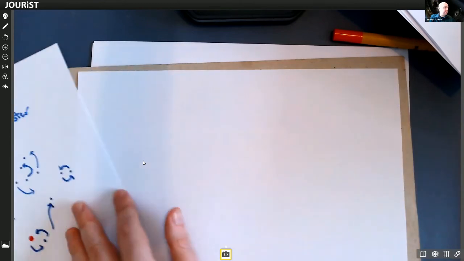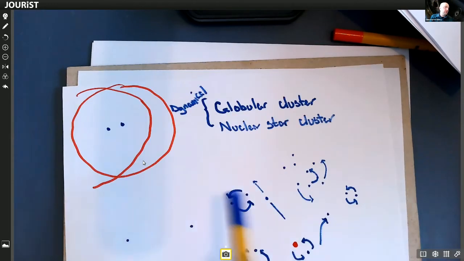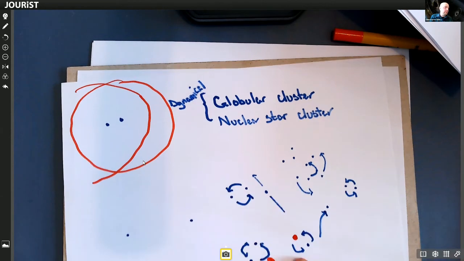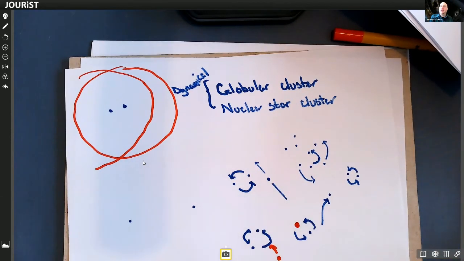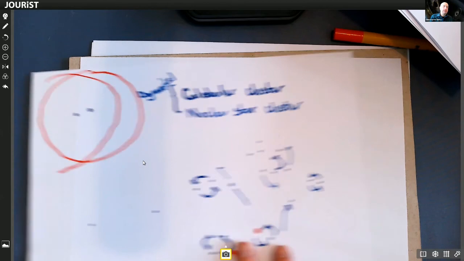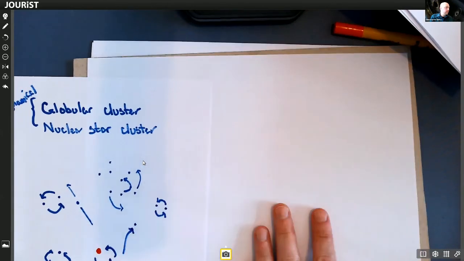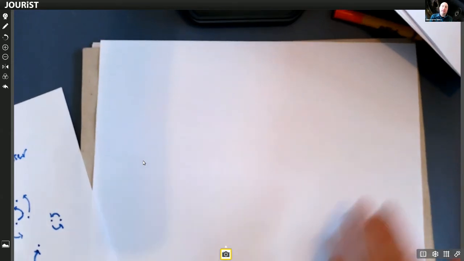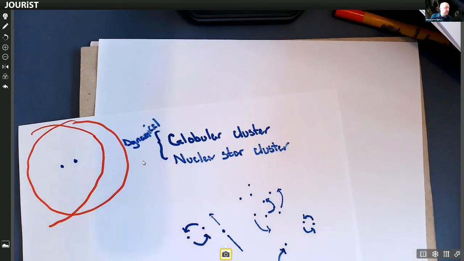Hardening of a binary, that means getting tighter. So your orbit shrinking, extracting energy from an orbit. So the objects get close together. That's the term you'll see in the literature is hardening. From our gravitational wave point of view, hardening is good. That reduces the in-spiral time and makes us more likely to see a merger, which is what we want.